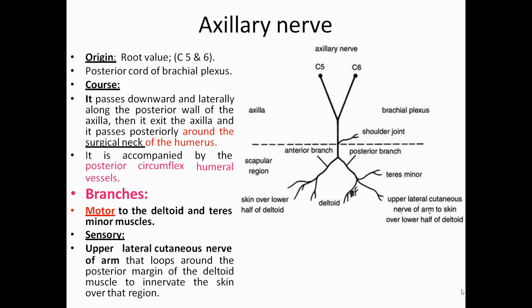Now we will see the branches. These are the motor branches to the deltoid and teres minor muscles, and the sensory branch of the axillary nerve goes to the upper lateral cutaneous nerve that loops around the posterior margin of the deltoid muscle to innervate the skin over the region.